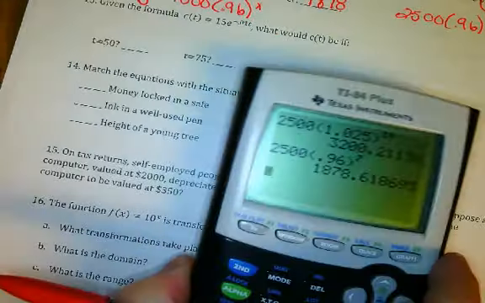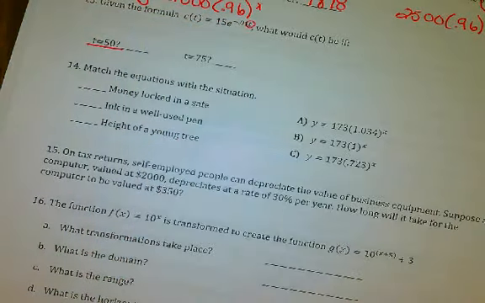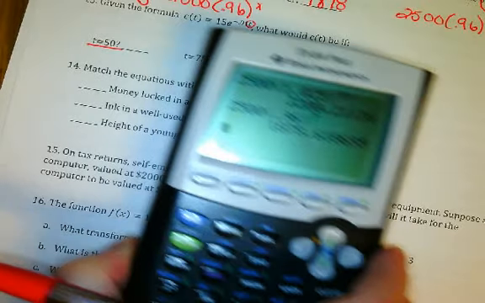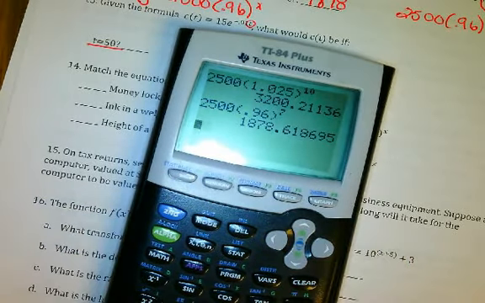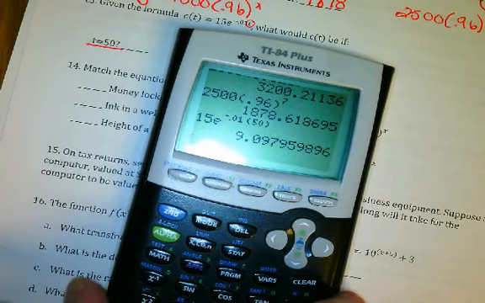All right, on the next one. On this one, pretty much, they're telling you what T is, so you just want to substitute in for that. So I'm just going to put that in here. So I'm going to do 15 times e to the power of negative 0.01 times 50. And I get about 9.1.